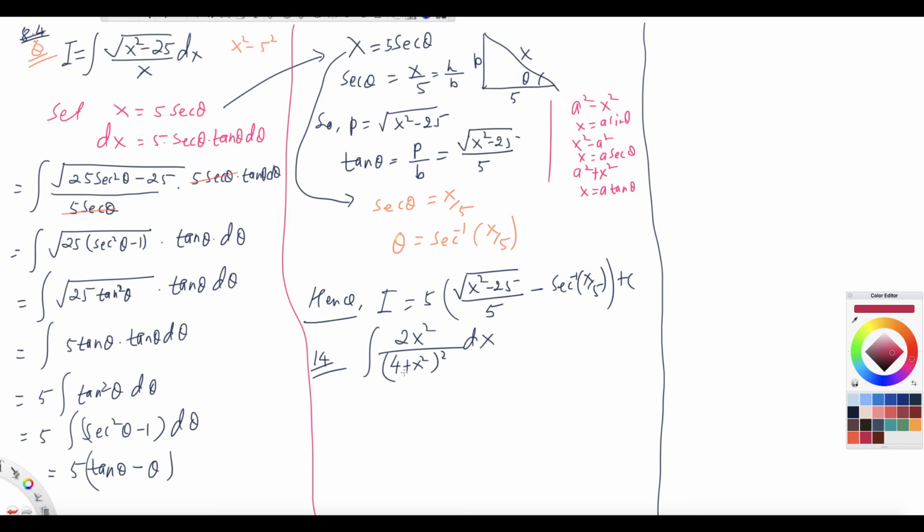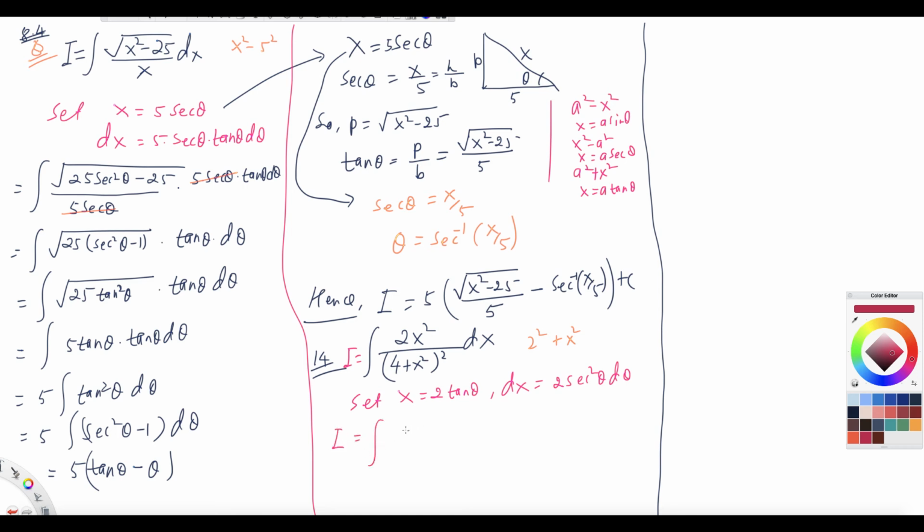Here you can write 4 as 2 square, so it is like a square plus x square. So what you need to do is set x equals 2 tangent theta. If x equals 2 tangent theta, what do you get for dx? dx will be 2 secant square theta d theta, because the derivative of tangent is secant square theta. Now let's suppose that this is I, and let us plug in and do it.